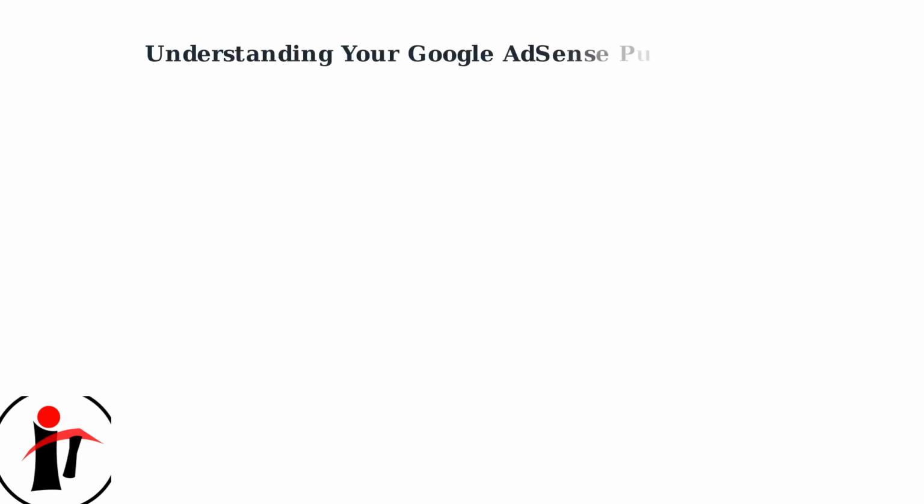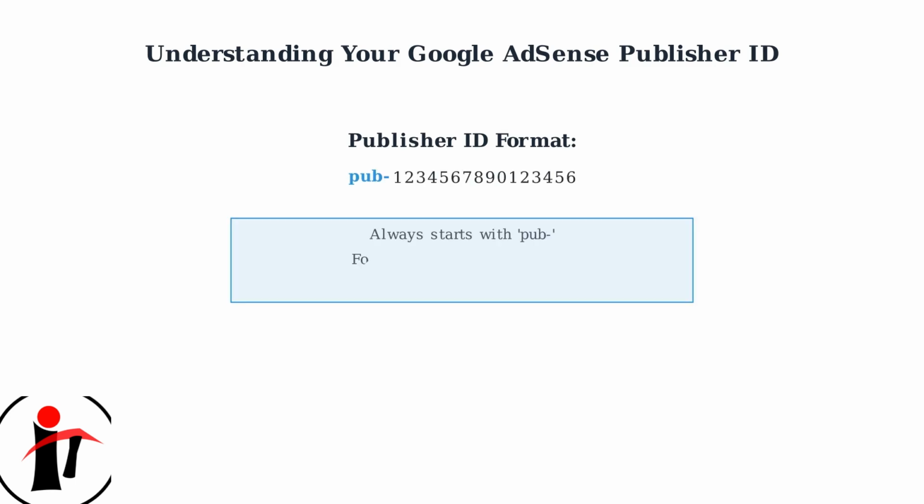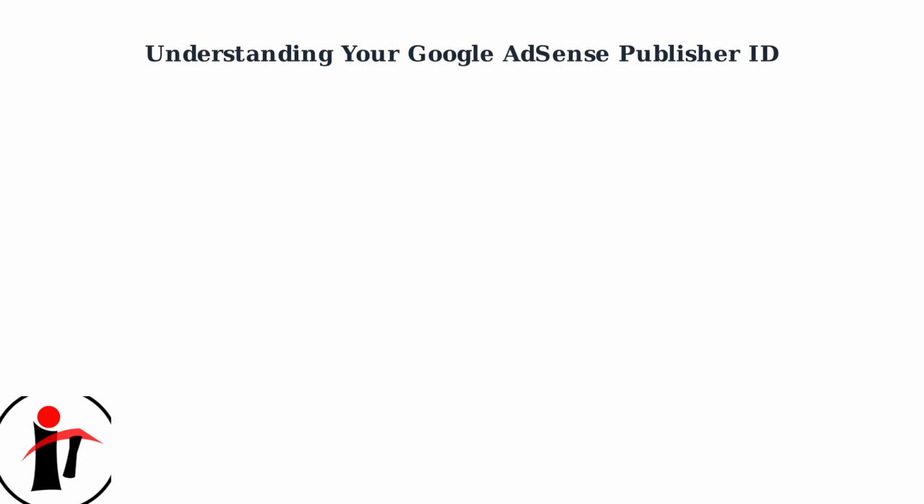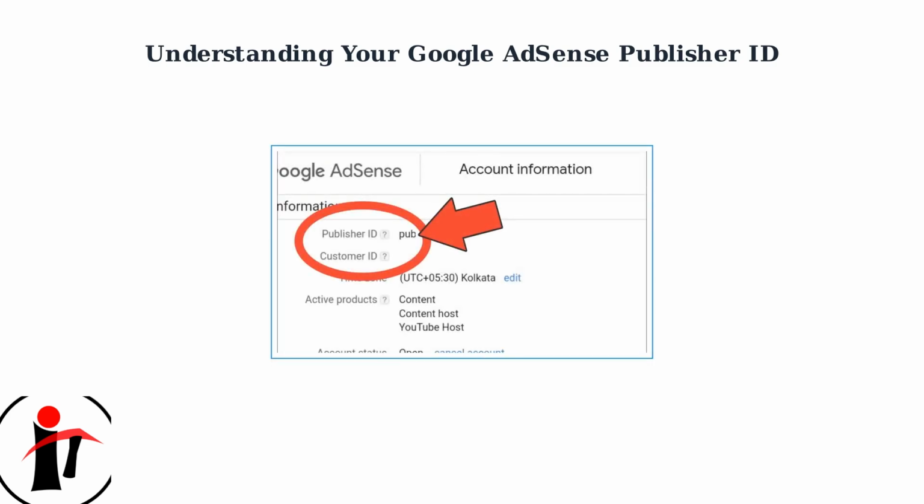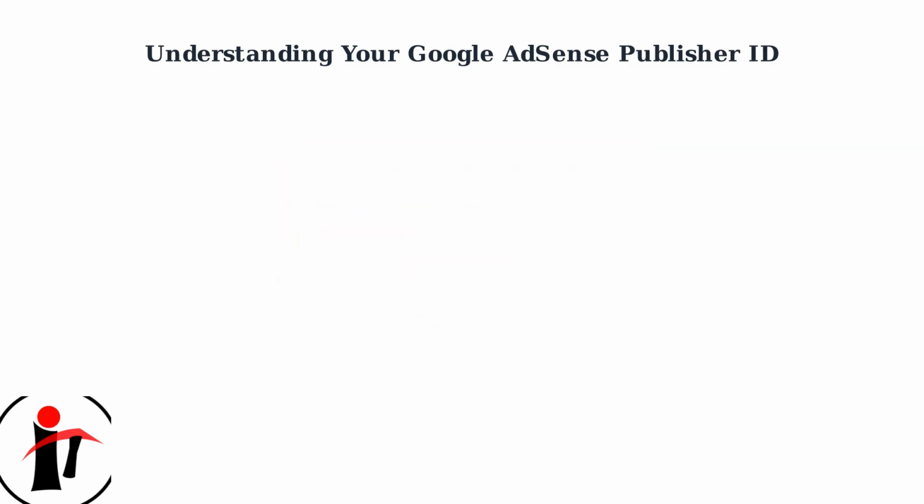Your Google AdSense Publisher ID is a unique identifier that's essential for managing your AdSense account and integrating with other Google services. Every AdSense account receives exactly one Publisher ID, which serves as your account's digital fingerprint in Google's advertising ecosystem. Here's what your Publisher ID looks like in your actual AdSense account. You can see it clearly displayed in the account information section.